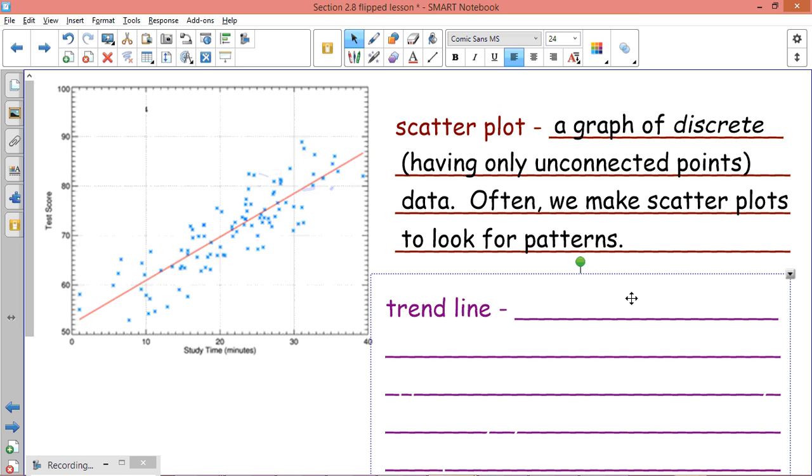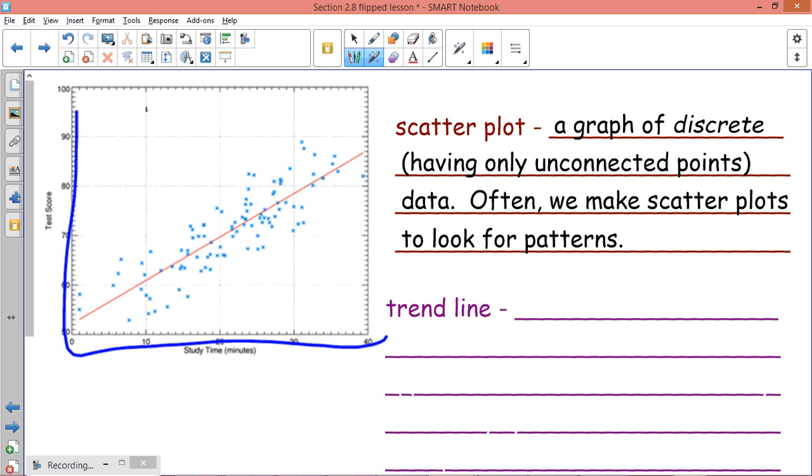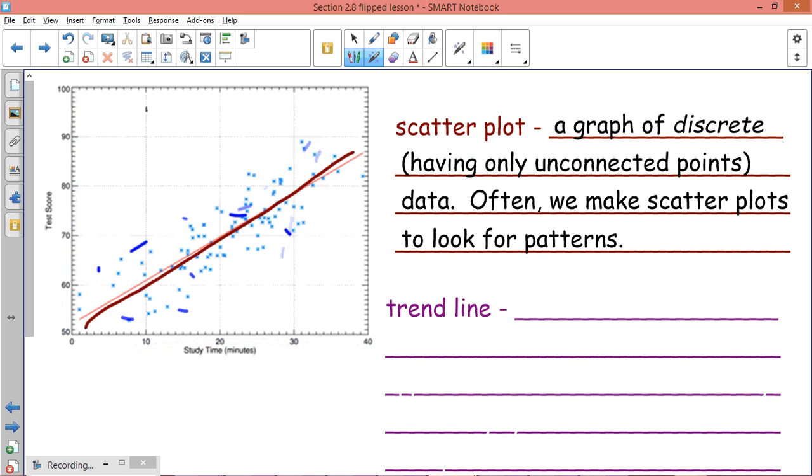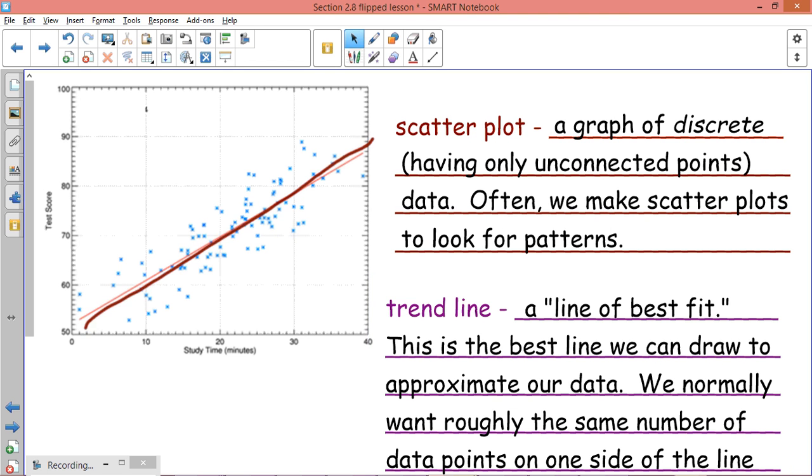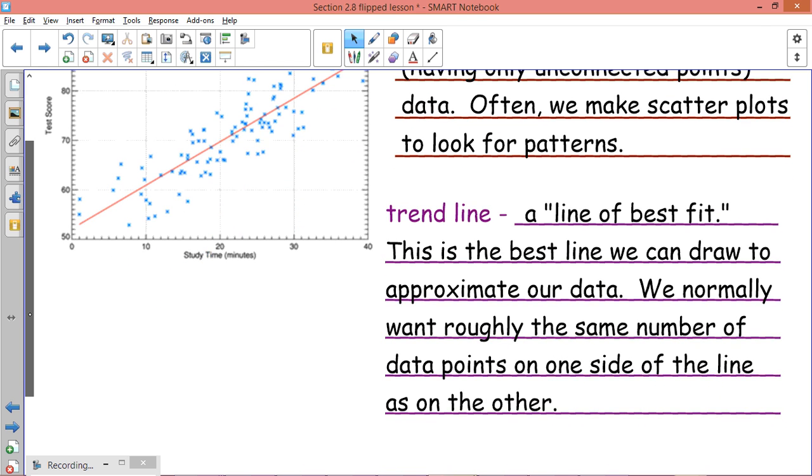Next, a trend line. So a scatter plot is what you see here with the actual graph and all of our dots. Okay, there's dots everywhere. The trend line is what you see here in red. That's this thing right here. The trend line is what we call a line of best fit. This is the best line we can draw to approximate our data. We normally want roughly the same number of data points on one side of the line as on the other.